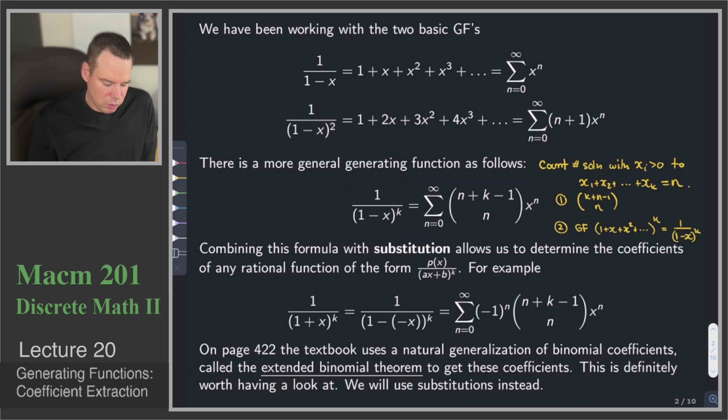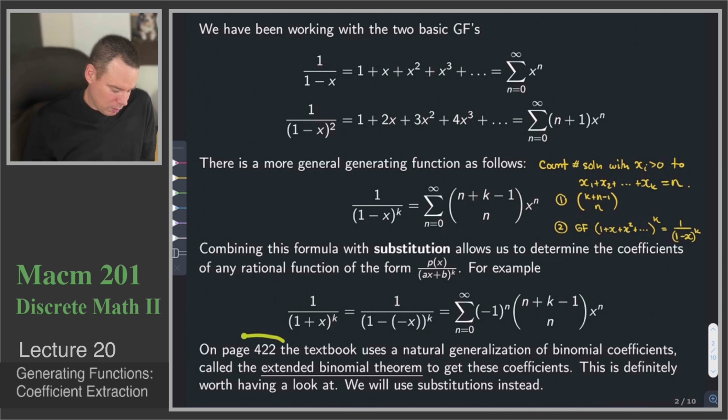As long as you interpret what it means to have a real number in the top of the binomial coefficient. So what does it mean to have 1/2 choose 5, for example? Well, on page 422 of Grimaldi, he defines what those extended binomial values would be, and they're defined in such a way to make this result hold for k being any real number.